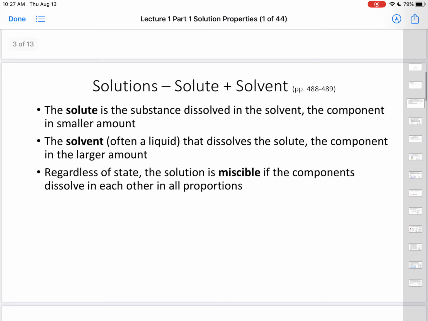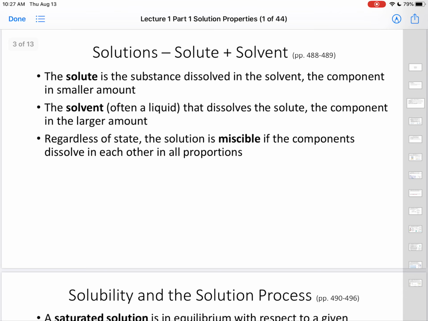result of these factors. So, first and foremost, a solution is made up of a solute and a solvent. The solute is the substance dissolved in the solvent, and it is the smaller amount. Okay, the solvent dissolves the solute. Often it is a liquid, it doesn't have to be, and it is the larger amount or the larger component. Okay, and so we say things are miscible when they dissolve in each other in all proportions and nothing precipitates out or bubbles out.